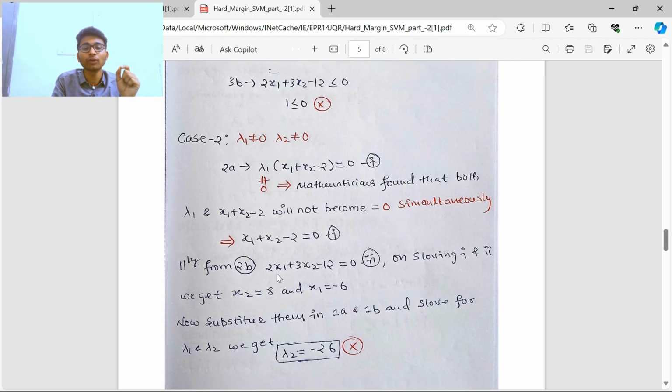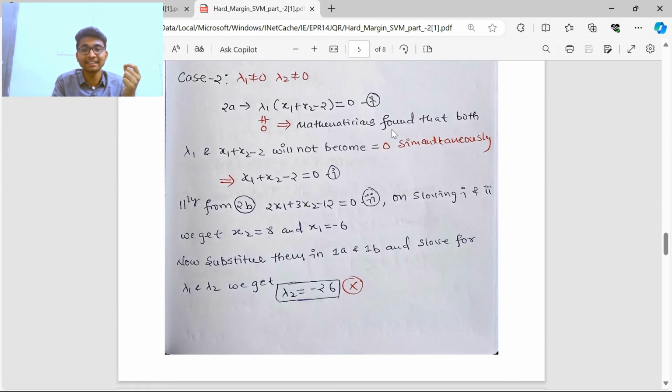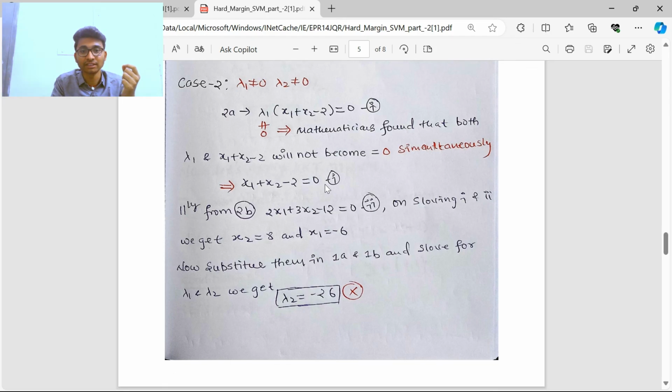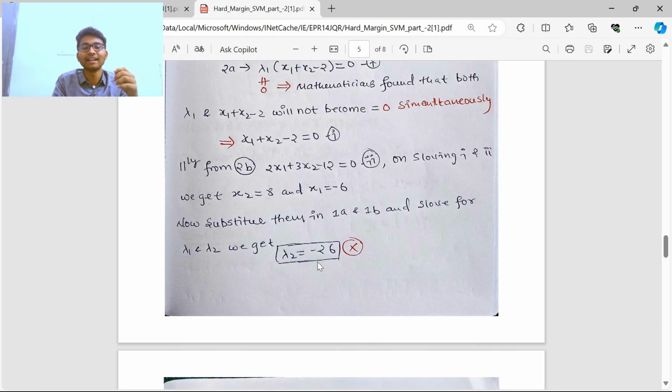And similarly, from 2b, another equation will be coming. See, from 2b, we'll get another equation, and solving these two equations we will get x2 and x3, and we got x1 and x2, right? Substitute them in 1a and 1b, you get lambda 2 equal to -20. But lambda should be greater than or equal to 0.